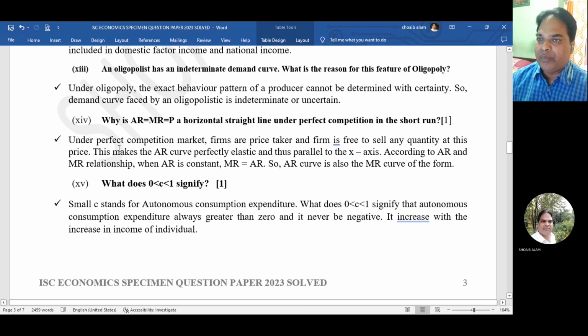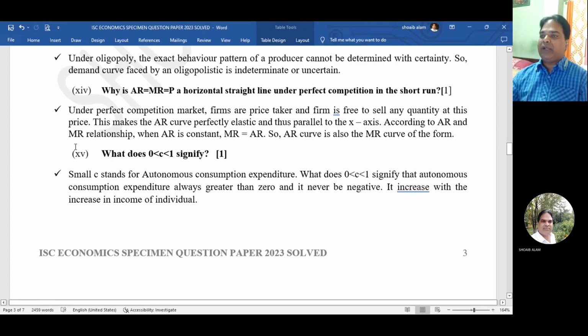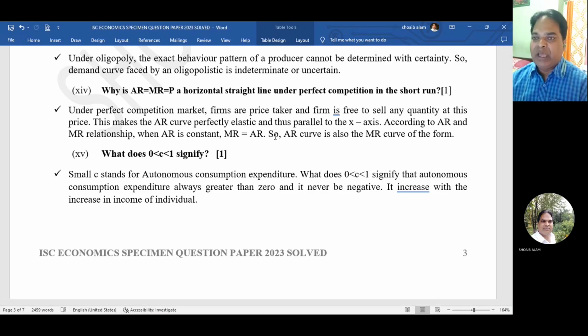Okay, number 14. Why is AR equal to MR a horizontal straight line under perfect competition in the short run? Why is it so? So the answer is given over here. Under perfect competition, firms are price takers and a firm is free to sell any quantity at this price. So this makes the AR curve perfectly elastic and thus parallel to the x-axis. According to the AR and MR relationship, when AR is constant, MR equals AR. So the AR curve is also the MR curve. This is what you have to write down.